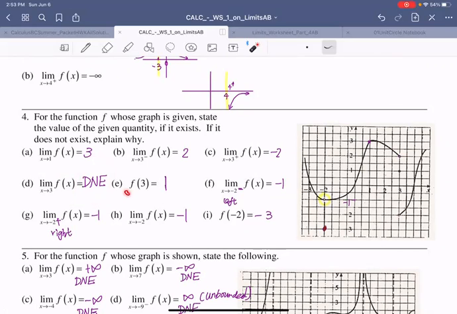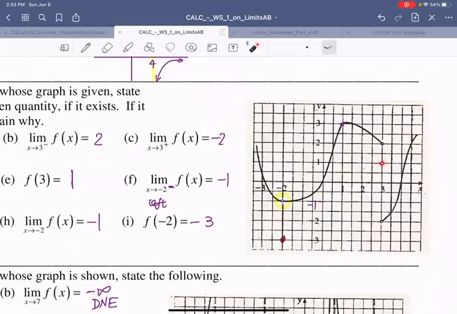Now let's see f(3). Interesting. The function here, you see the solid dot. There is a value. How much? 1. So you put 1 here. Okay, next.